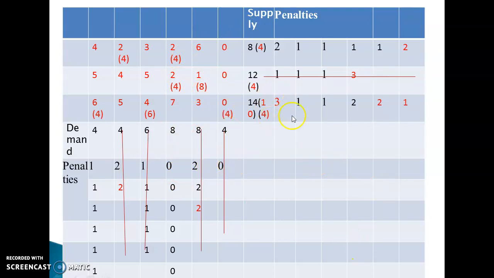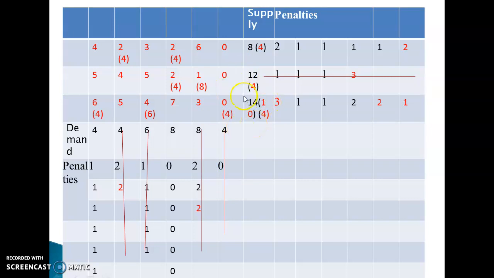Then you need to see the maximum penalty, and the row or column which has the maximum penalty has to be considered for allocation. Now I can consider the third row. While considering the third row, again you look for the minimum least cost. So 0 is the minimum transportation cost per unit. Here I can allot the minimum of demand or supply, so I can allot only 4. That means this column will be neglected for further allocations. Here 4 is already allotted, so 10 is remaining.